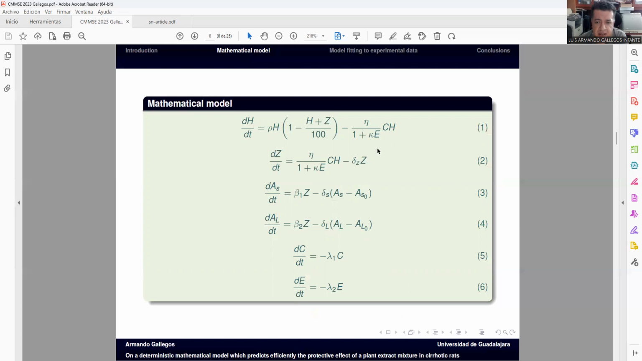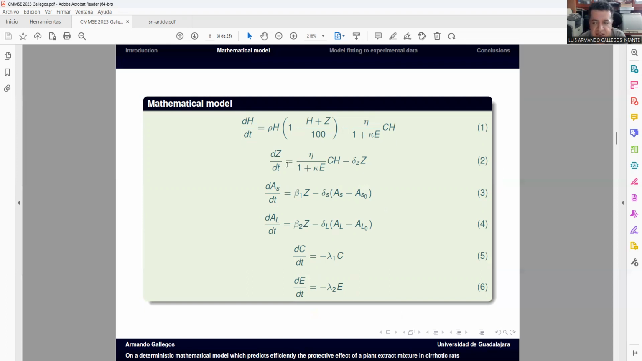The first equation describes the healthy hepatocytes levels. The first term is, of course, a logistical term, and the second term describes the interaction of the tetrachloride with the healthy hepatocytes. And note that the extract levels influence the coefficient of the interaction of the tetrachloride with the healthy hepatocytes.